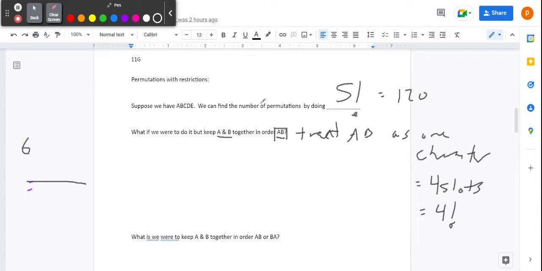Let's think about this for a minute here. A, B have to be together, so we could have A, B, C, D, E, A, B, C, E, D, A, C, B, D, E. Oh, check that. We can't even do that.